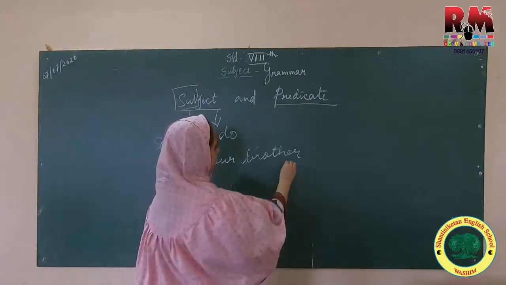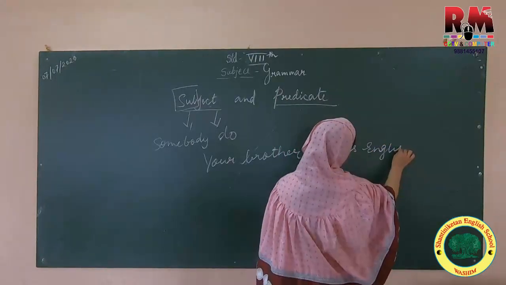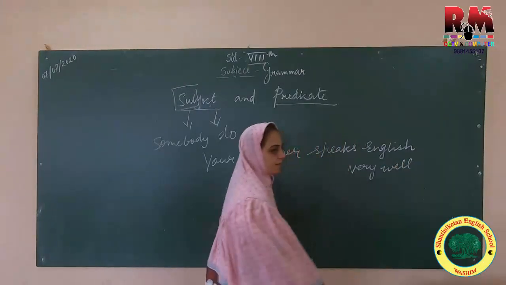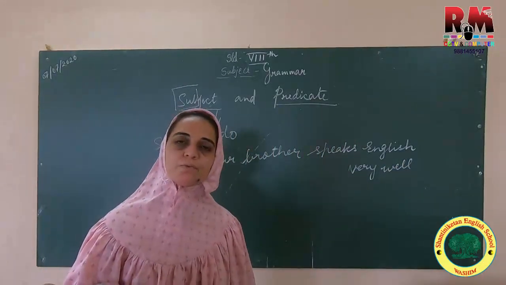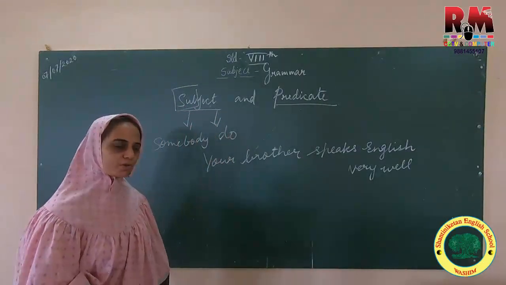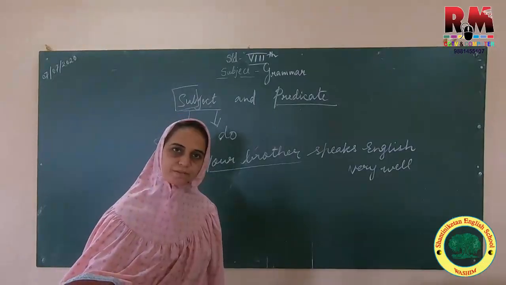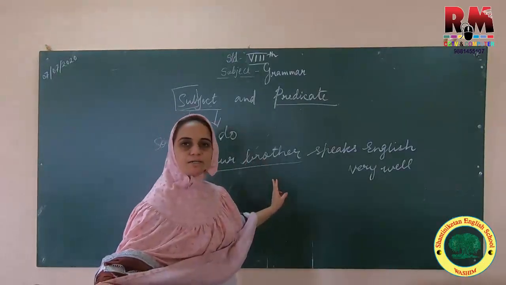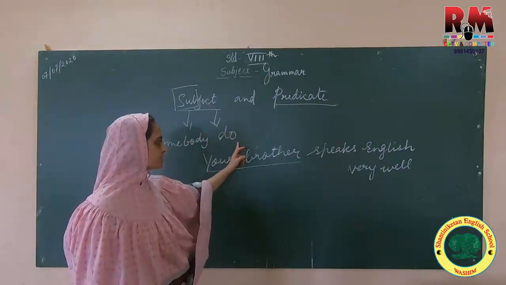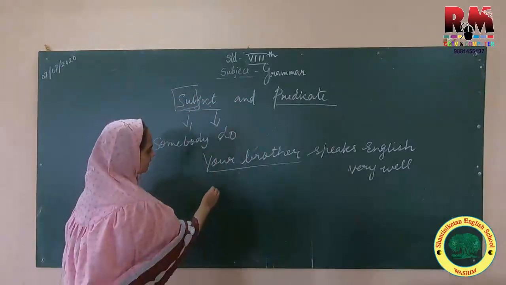Your brother speaks English very well. So what I said, the part which has the name of a person or thing we are speaking about is called subject. What are we speaking about? We are speaking about your brother. So here we have separated a sentence into subject and predicate. What is the subject here in the sentence? Your brother.